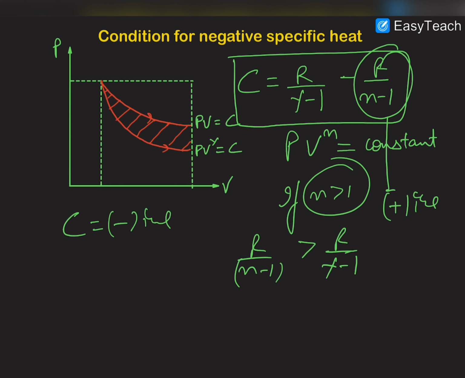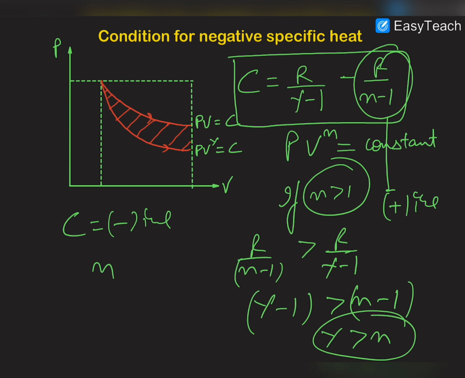And we can also say that gamma minus 1 should be greater than n minus 1, and gamma should be greater than n. So if n is less than gamma and if n is greater than 1, then the specific heat of this process would be negative.